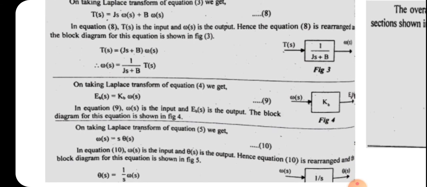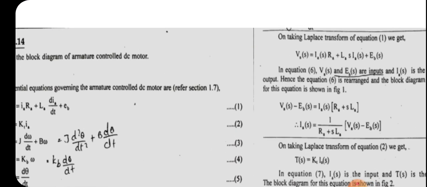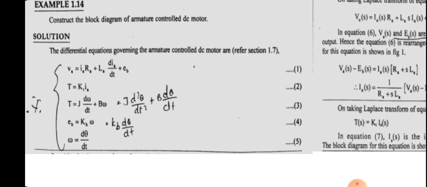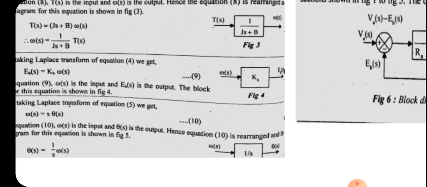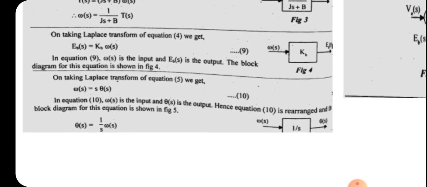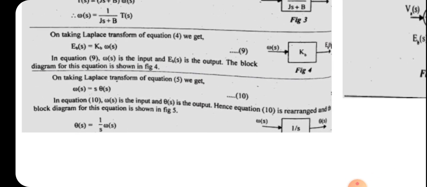And next we have to consider the fourth equation. What is the fourth equation? Eb equal to Kb into omega. We have to take the Laplace transform of that equation, so we will get Eb of s is equal to Kb into omega of s. In that equation, omega of s is the input and Eb of s is the output, and the block contains Kb. So the diagram will be like this. That is shown in figure 4.